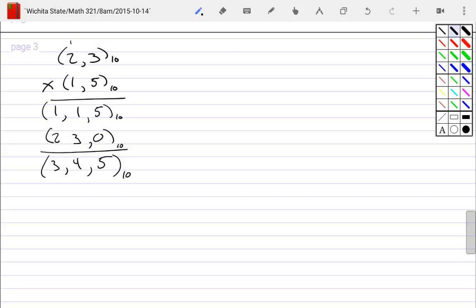What if I did the same numbers, 23 in base 4? Oops, I can't do that. We need to have it be base 6, right? If I'm going to keep the same numbers. And now I'm going to multiply.